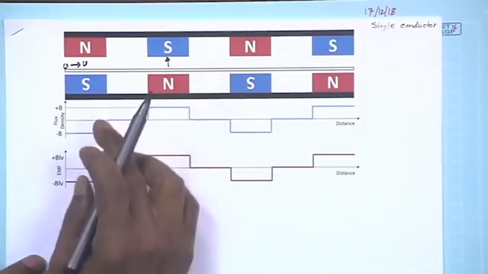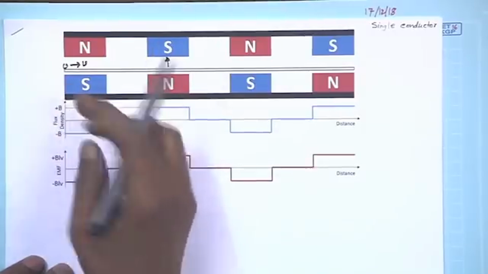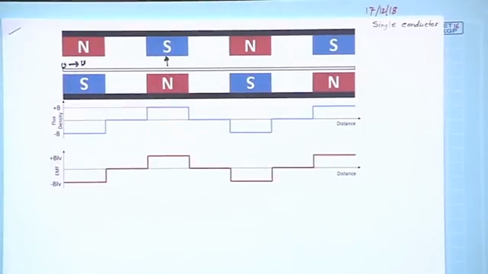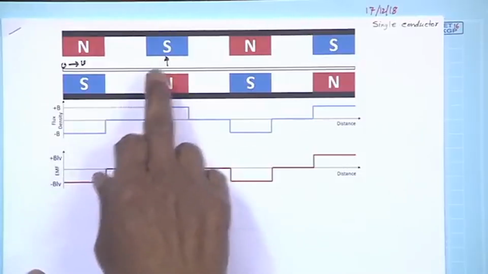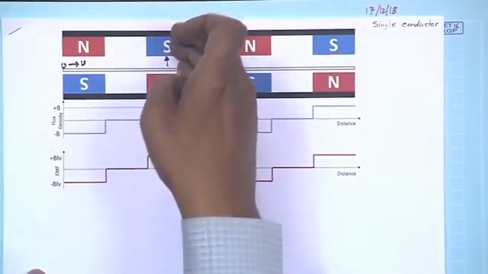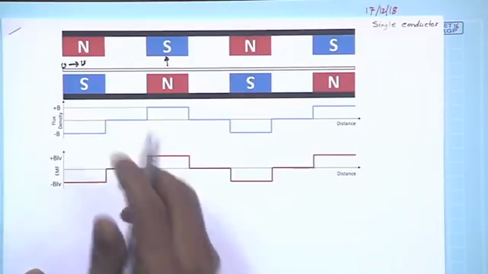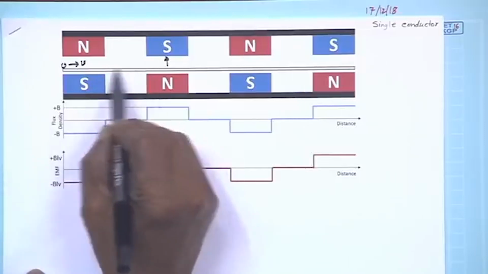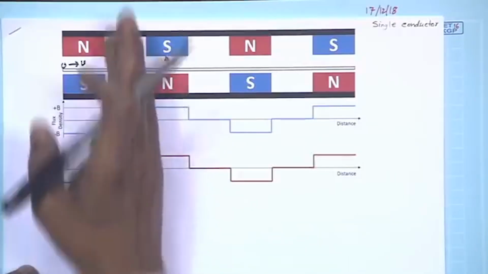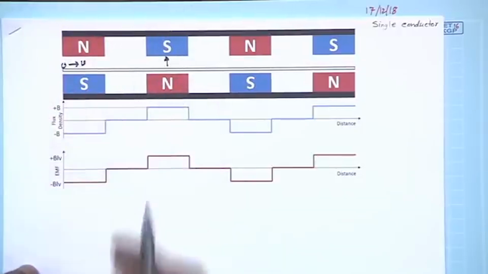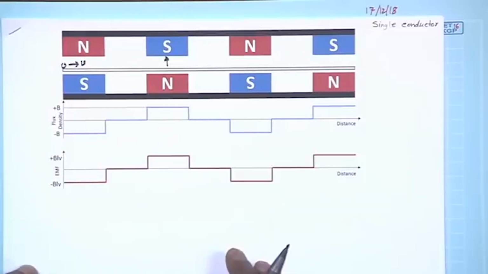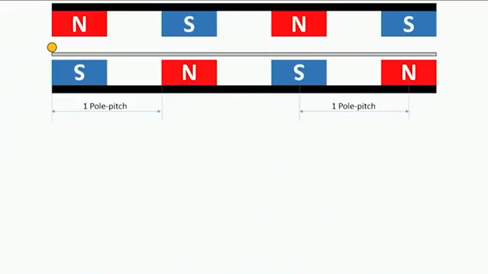If it starts moving, then voltage will appear, and the polarity of the voltage will change as it goes under a south pole, looking from the top, from a north pole environment. In between, in this zone, since no flux density exists, the voltage induced will be 0. So, let us now go to the computer, a demonstration scenario.